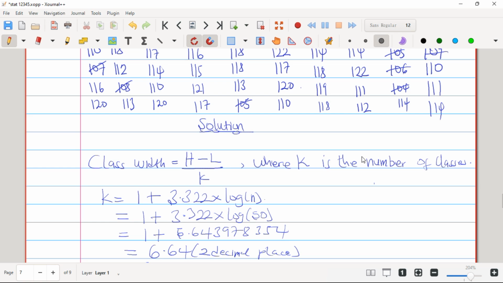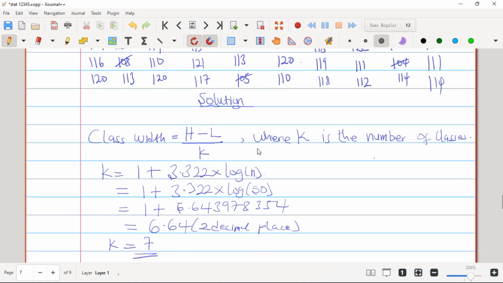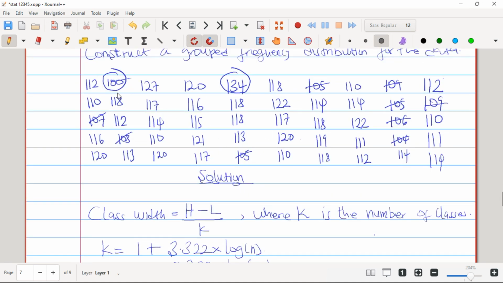But we don't have our K. K is the number of classes. So how are we going to find K? Our K is equal to 1 plus 3.322 times log of N. Here the N is 50, the number of observations. So I'm going to count all the observations here. We can count 1, 2, 3, 4, 5 for the columns, and then count the rows: 1, 2, 3, 4, 5, 6, 7, 8, 9, 10. We can see clearly that 5 times 10 is going to give us 50.